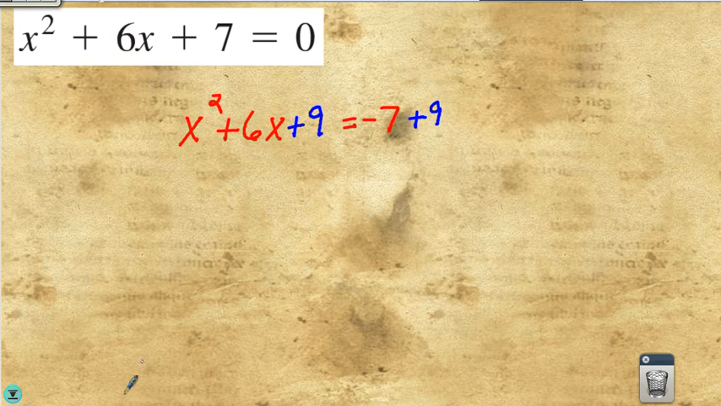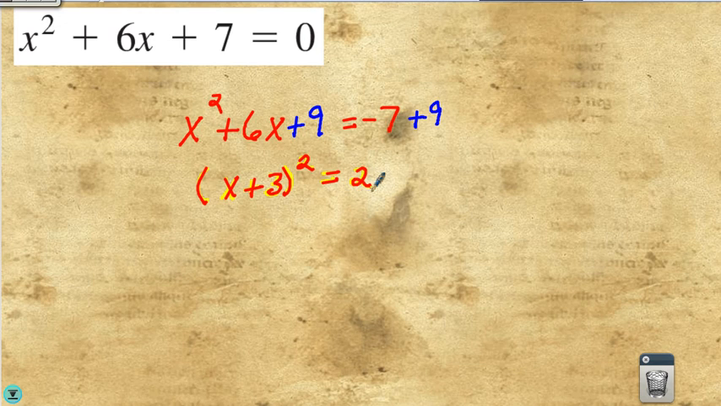Now that you've completed the square, let's factor it. It'll always factor into half the middle term, so x plus 3 squared equals, go ahead and put those together, equals 2. It's hard to see that. Let me rewrite that. X plus 3 squared equals 2.